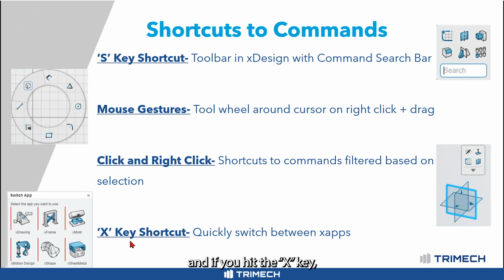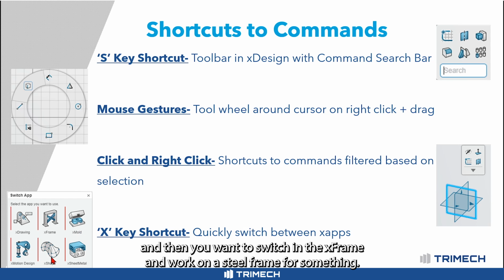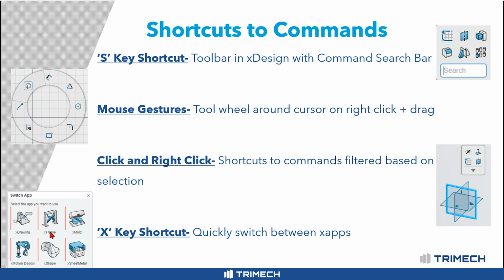And if you hit the X key, a shortcut menu pops up and lets you switch to the different xApps. Let's say you get done with some swoopy curvy part and then you want to switch into X frame and work on a steel frame for something. Just hit the X key and it makes it super easy. Let's dive into the software and take a look.